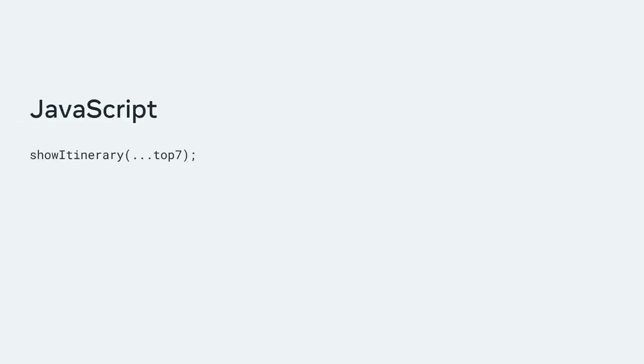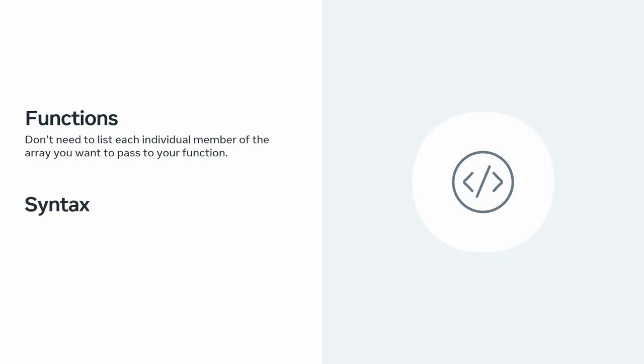While this code will work, it seems a bit impractical. The spread operator simplifies things. Let's try it now. I type the showItinerary function, then open parenthesis, 3 dots, top7, close parenthesis, semicolon. That's it. I used the spread operator by placing it in front of an array, which is passed to the showItinerary function. The advantage of this approach is that you don't have to list each individual member of the array that you want to pass to your function. The syntax is clear, concise, and easy to type.